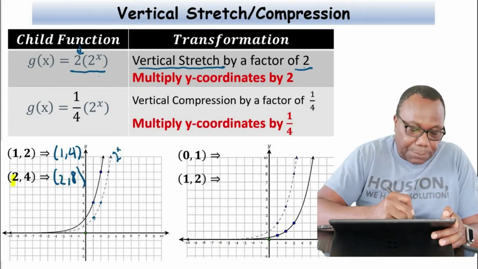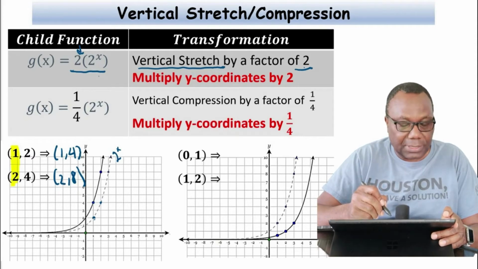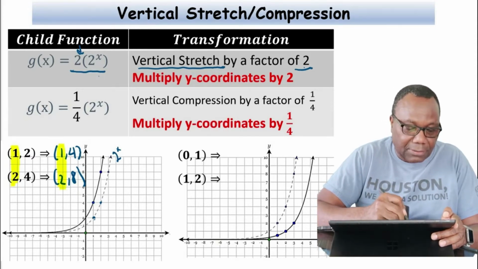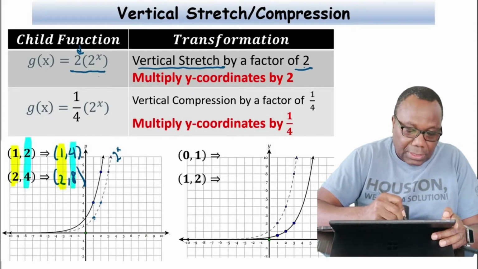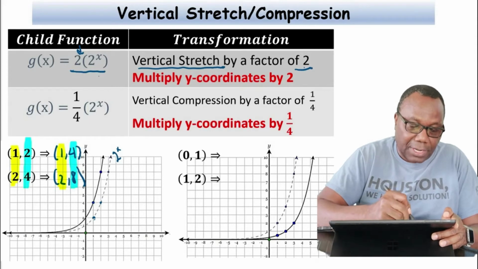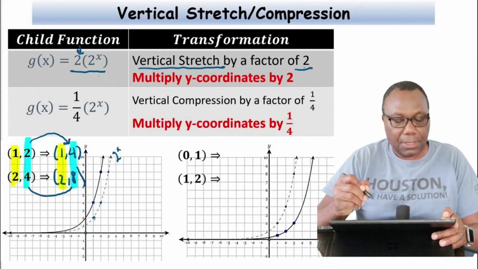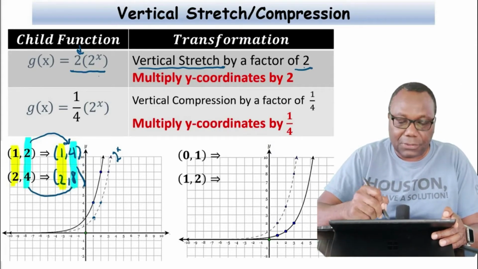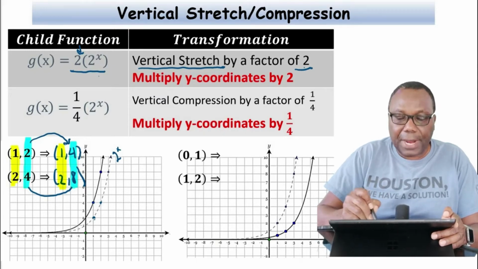You can see that the input is not changed. It's the same set of numbers, but the output has changed. The output has changed by how much? Well, you can see that 2 has become 4 by multiplication by 2. 4 has become 8 by multiplication by 2. So we see that the effect of vertical stretch is to multiply the y coordinate by 2.